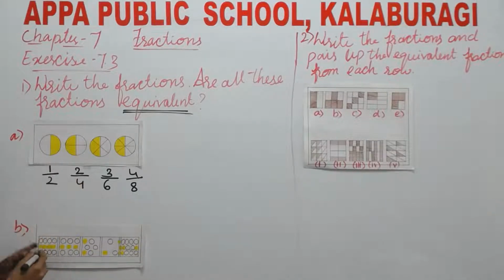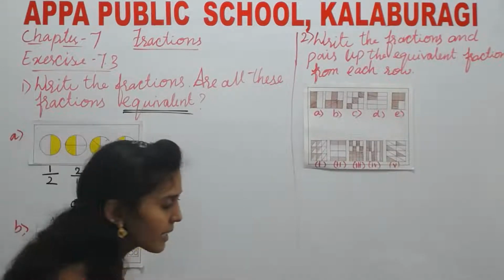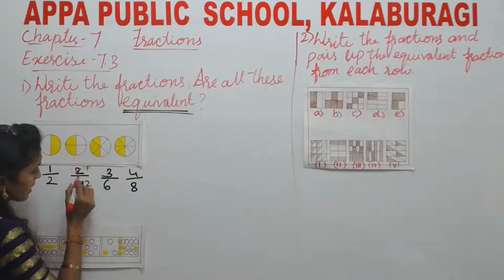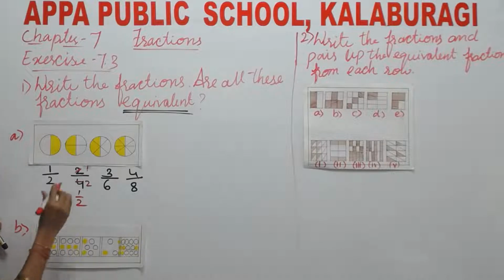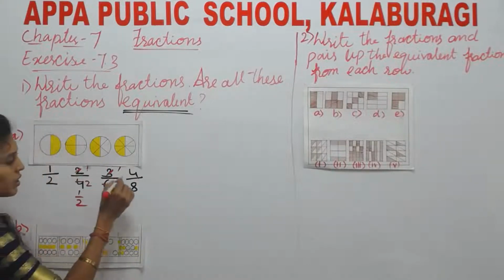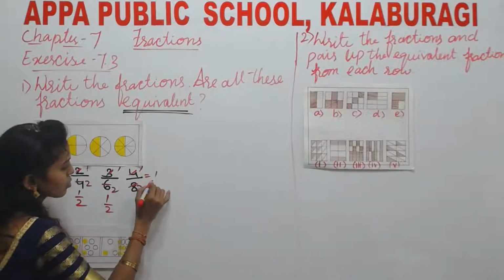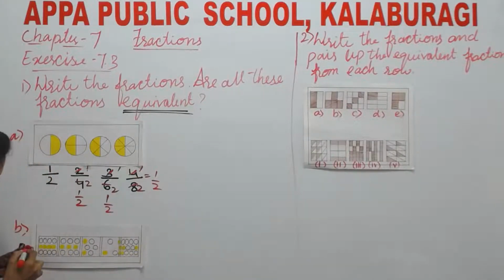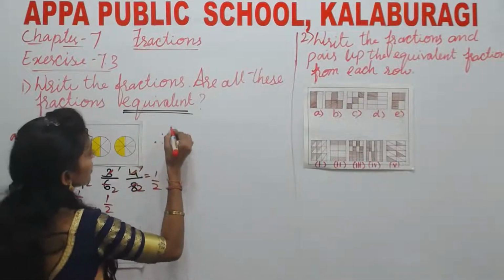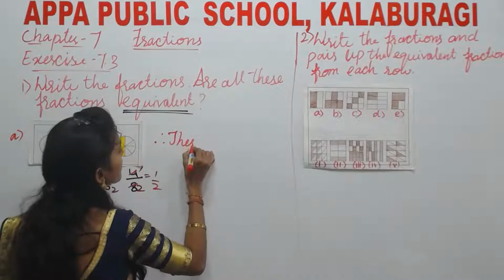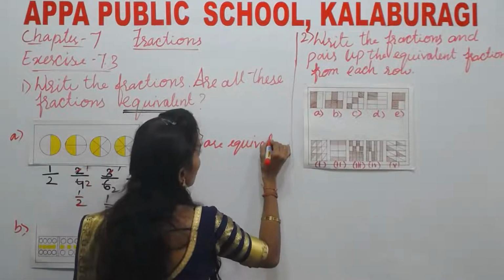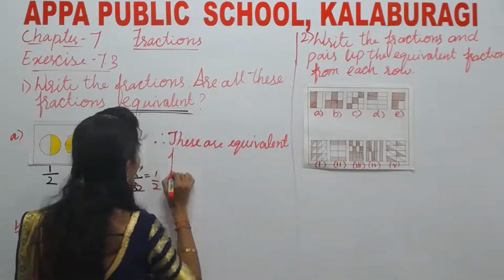Now, this is half. We can't simplify this one. We have to keep it like that only. Let us simplify the remaining. See here, 2 ones are, 2 twos are. It is nothing but half. Next, 3 ones are, 3 twos are. It is also nothing but half. 4 ones are, 4 twos are. This is also half. So all give you the same value. Isn't it? So therefore, these are equivalent fractions.